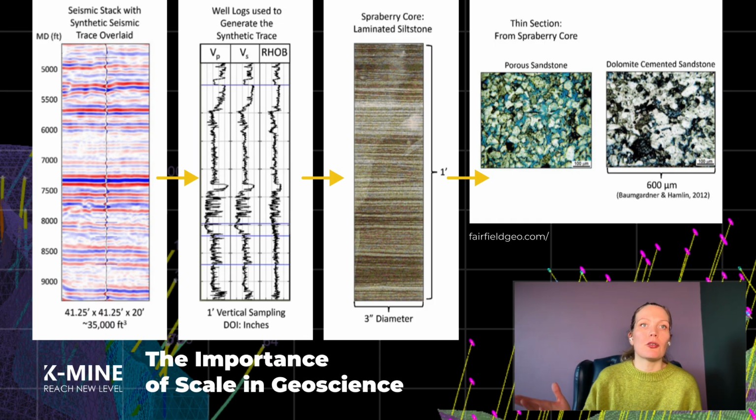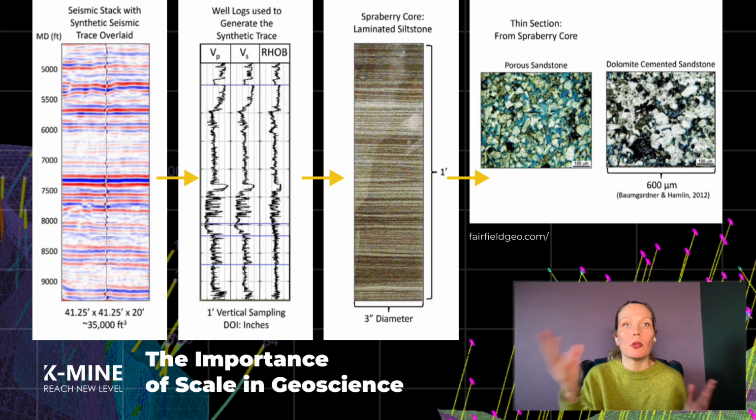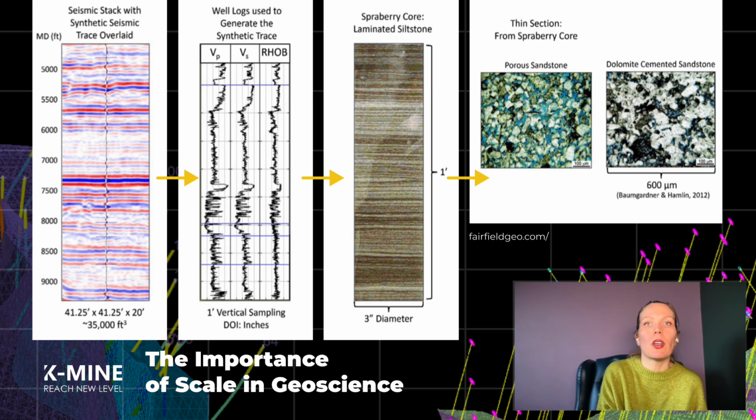This graph illustrates how scale varies across geoscientific and engineering applications. The dataset spans an enormous range, from measurements on the order of tens of thousands of feet down to micrometers. On the far left, the seismic stack operates at the largest scale, and at this level, certain types of variations such as fine vertical detail are necessarily averaged out.